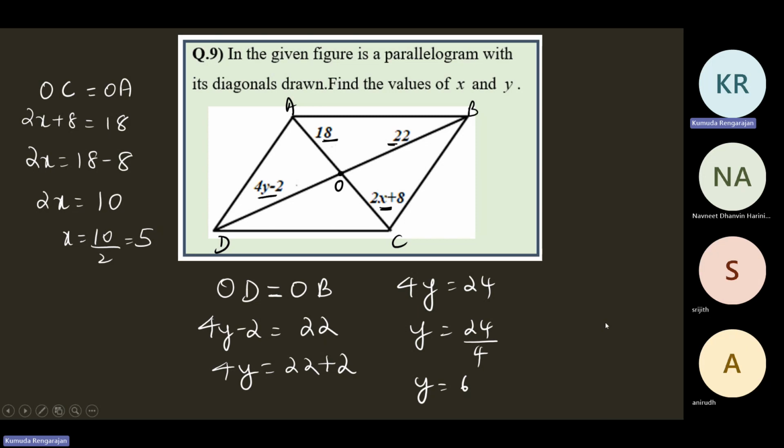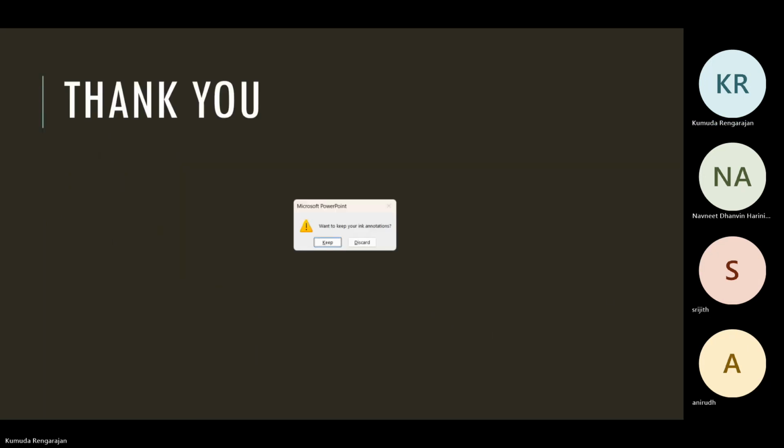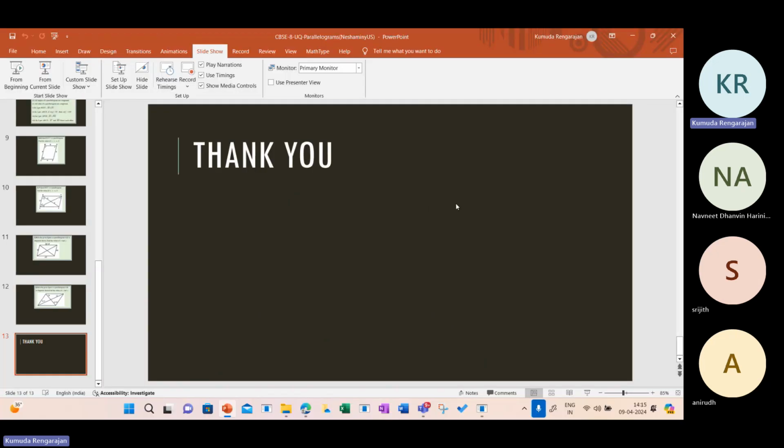And what's the property we have used? Ma'am, the diagonals bisect each other. Yes, the diagonals of a parallelogram bisect each other. Okay, so that's about the answers to the assignment that was given to you. Good.